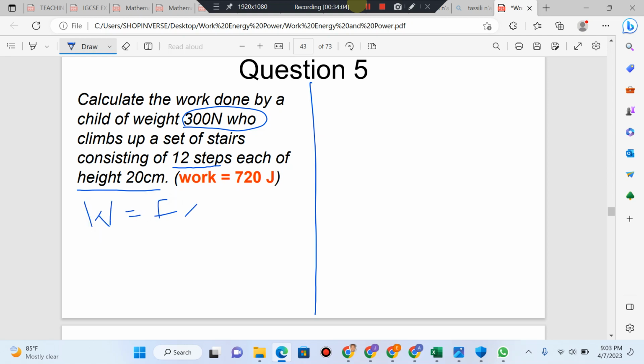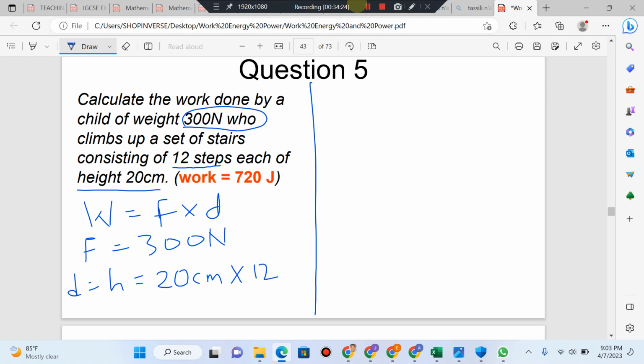First of all, you have to calculate the work done. What's the formula for work done? Work done is force multiplied by distance, right? What is the force? The force is 300 newtons. What's the distance? The distance is the height. And what's the height? The height is 20 cm. Take note that there are 12 steps. 1, 2, 3, 4, 5, 6, 7, 8, 9, 10, 11, 12. Each of these 12 steps is 20 cm each.